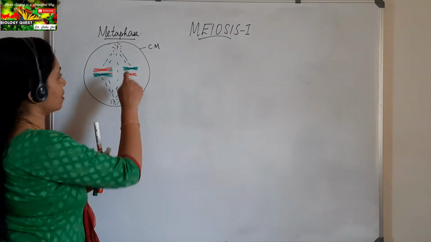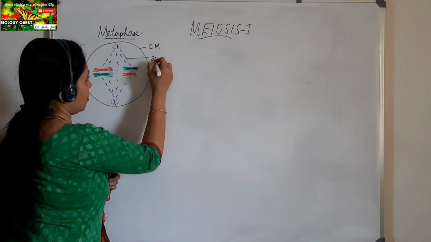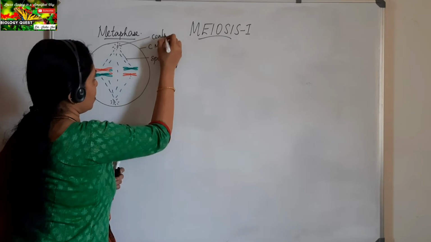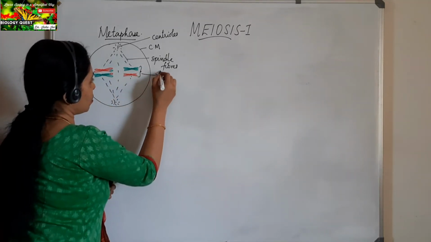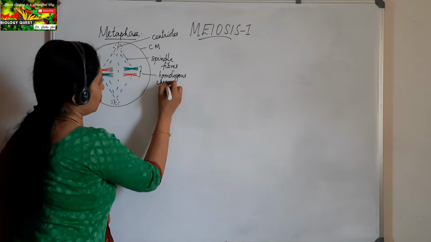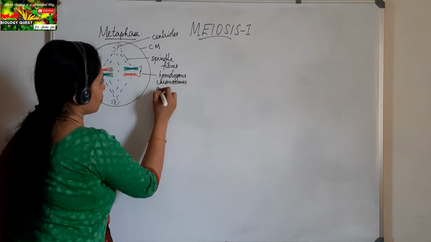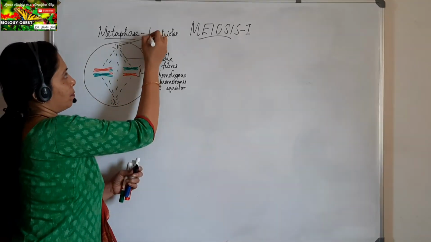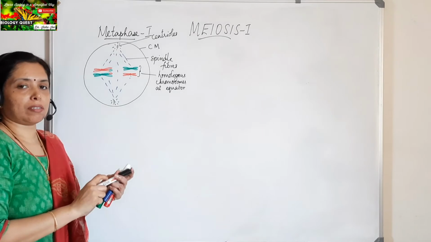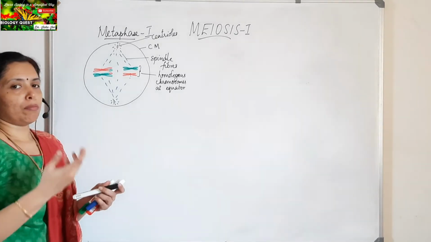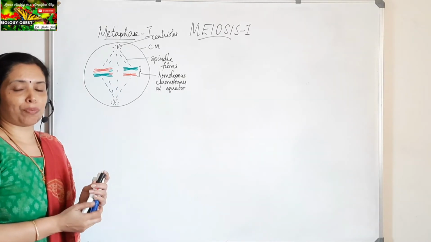You can label the parts: these are the spindle fibers, that is the centriole, and the asters. Centrioles are surrounded by radiating rays which are called the asters. These are the homologous chromosomes at the equator. So that is metaphase-I. Remember, in metaphase, as in mitosis, here also the chromosomes are aligned at the equatorial plane of the cell. Now we are moving on to the third phase of meiosis-I, which is anaphase-I.